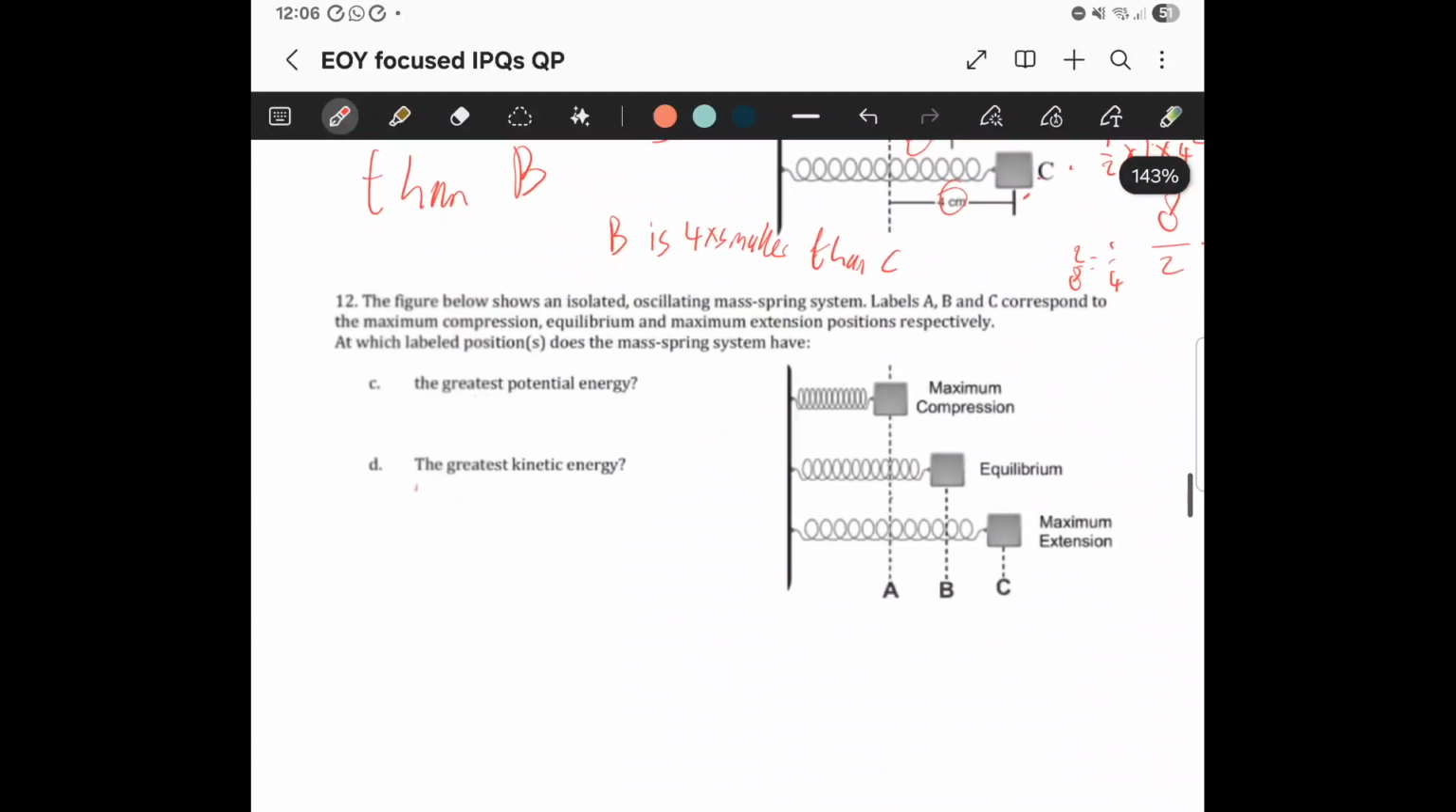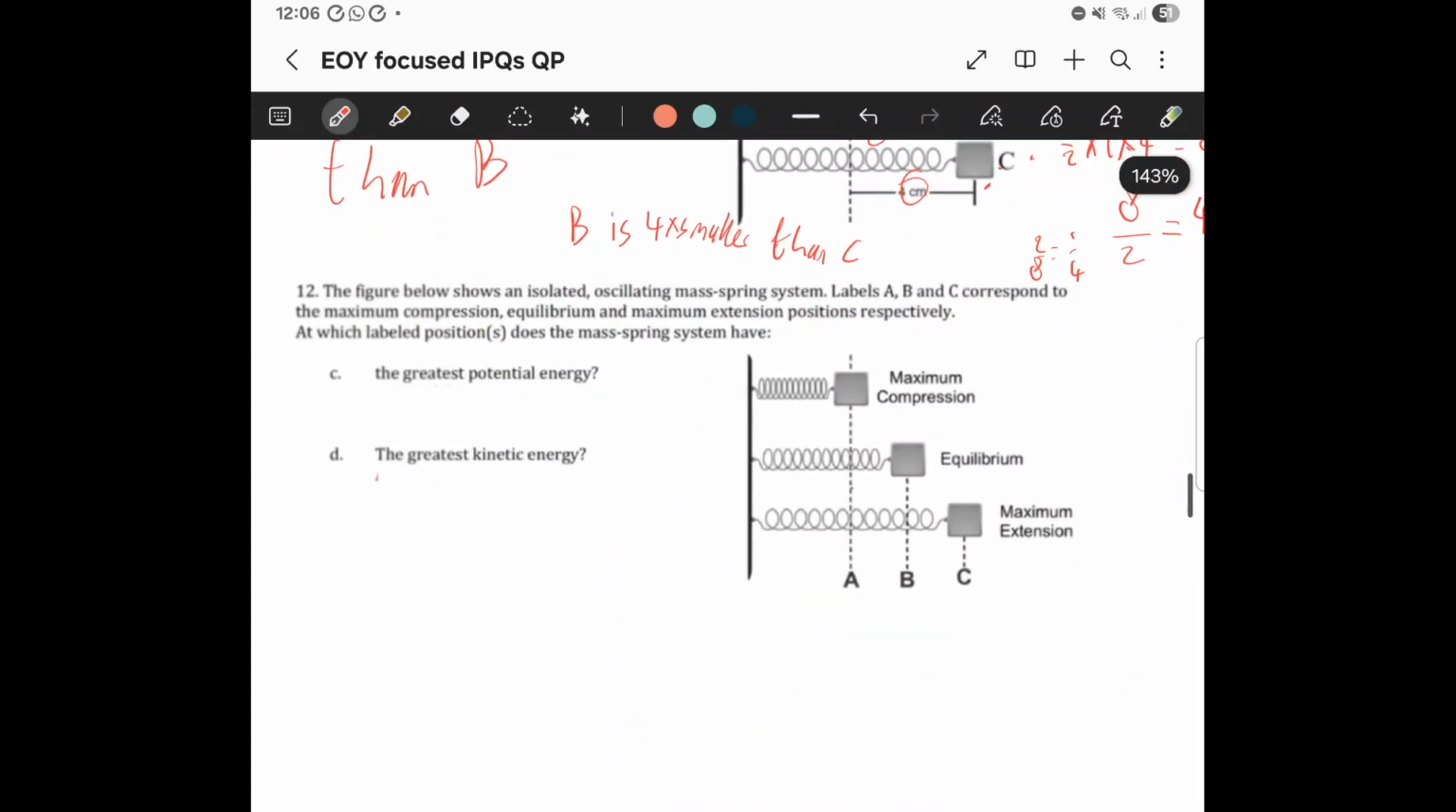Let's move on. Now we're looking at something here with the greatest potential energy. That is the maximum displacement. Maximum displacement you can see is right here. So I will say C.